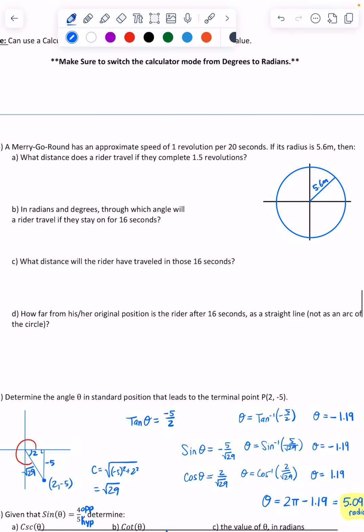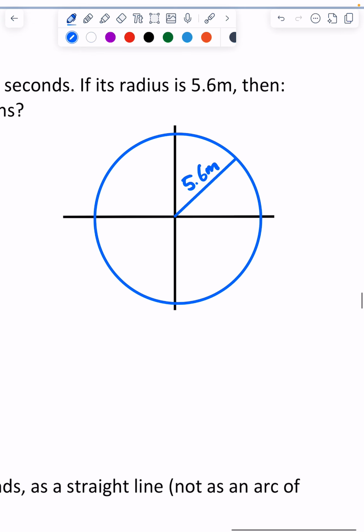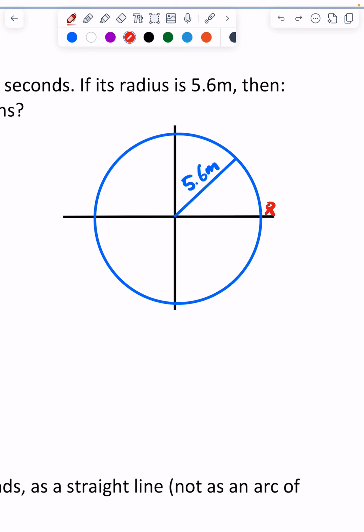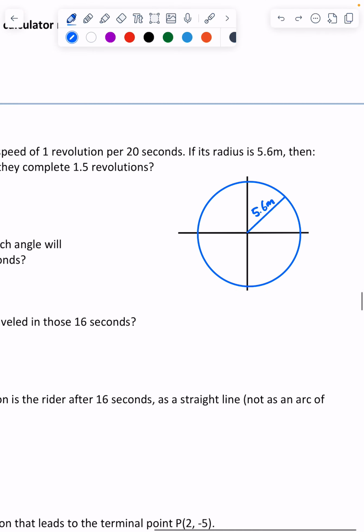And it takes 1 full, so if you're a rider and you, for example, get on at the bottom, or actually let's just define it right here at the side. If you get on there, it takes 20 seconds for you to travel around this whole thing. I'm not going to leave that in the diagram because I think it's an important thing to note, but maybe not a valuable thing to draw in our diagram.